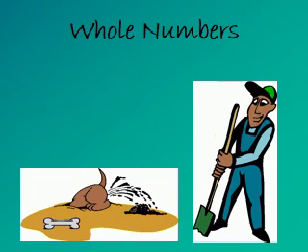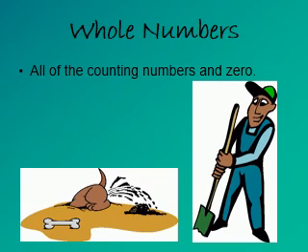Whole numbers are all of the counting numbers, and now we can also add in 0. So 0, 1, 2, 3, so on and so forth. 1,000, 1,000,000, 364 billion. All of those are whole numbers, including 0. So write the definition for whole numbers and write a few examples. It's very important that you write the number 0 out to the side.